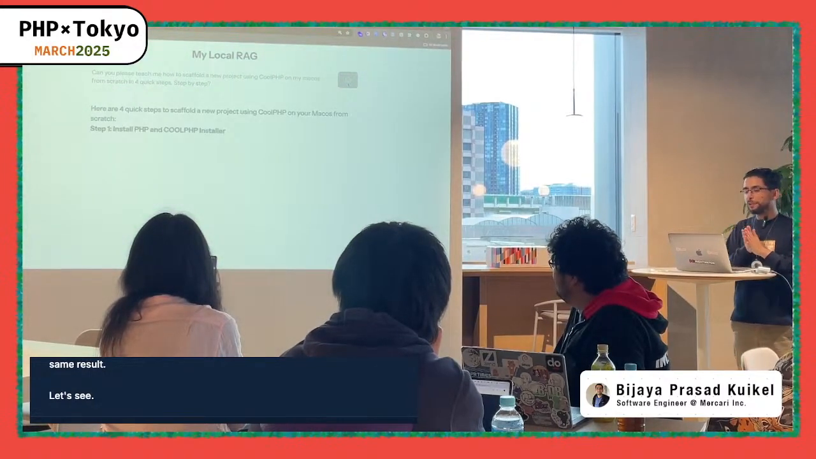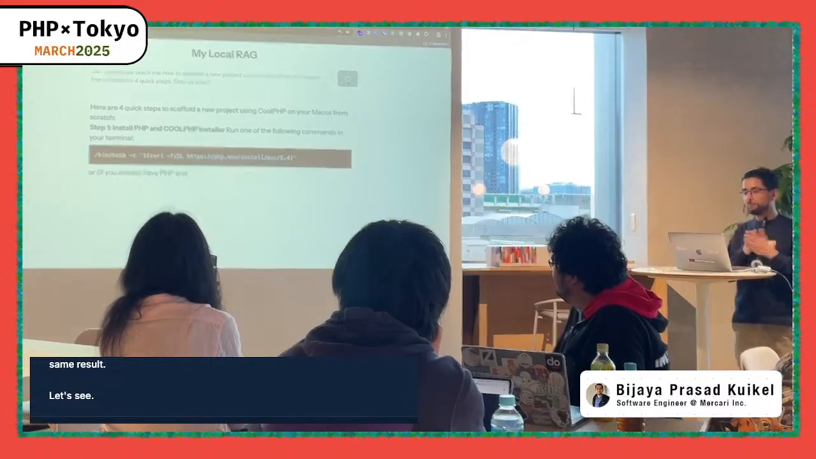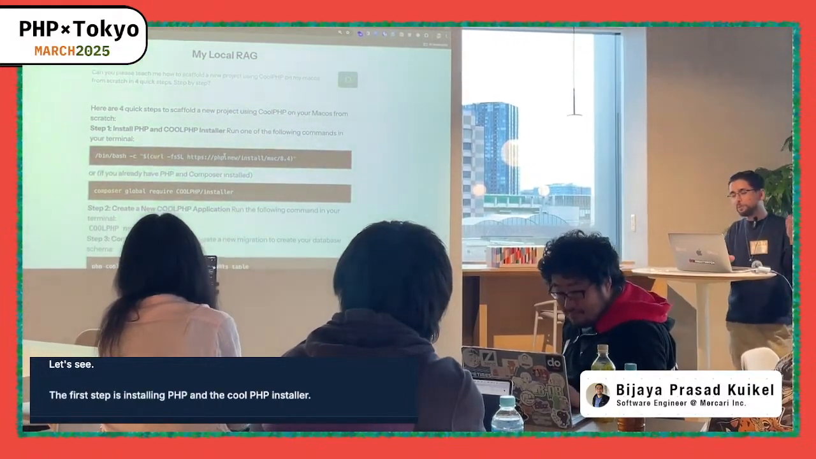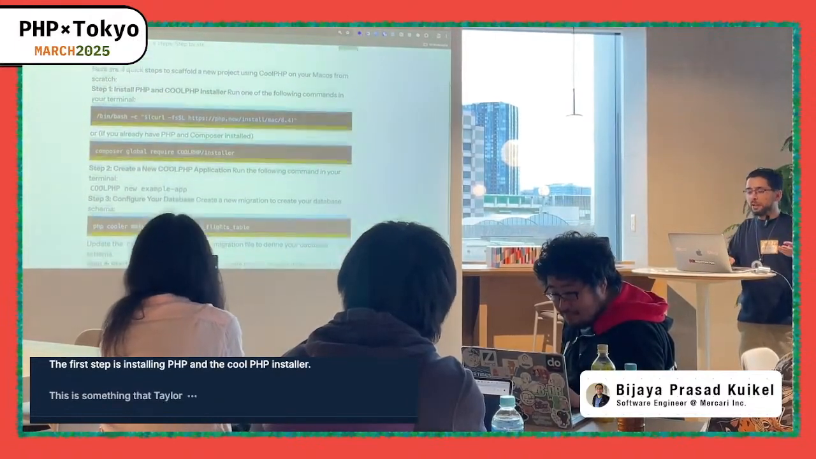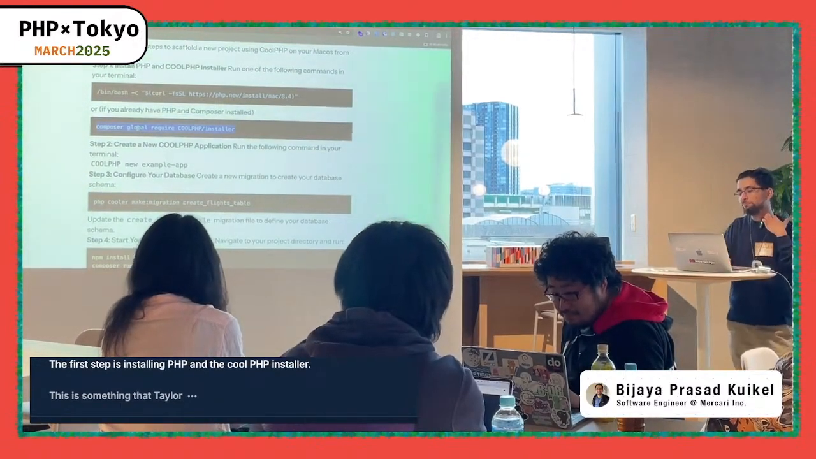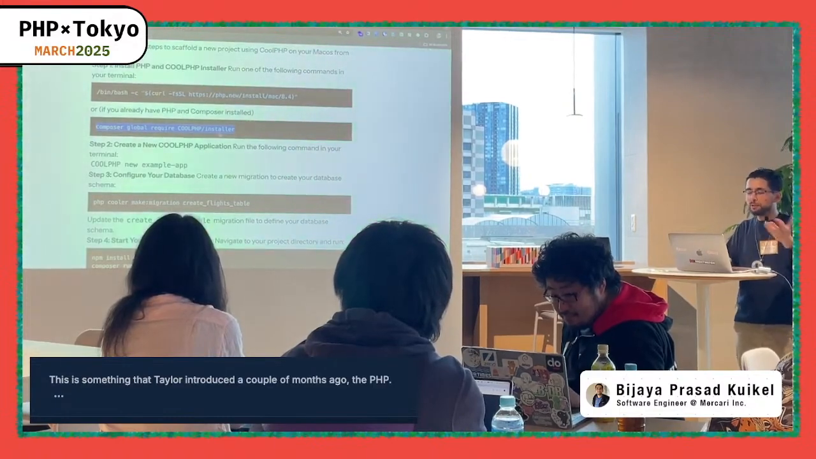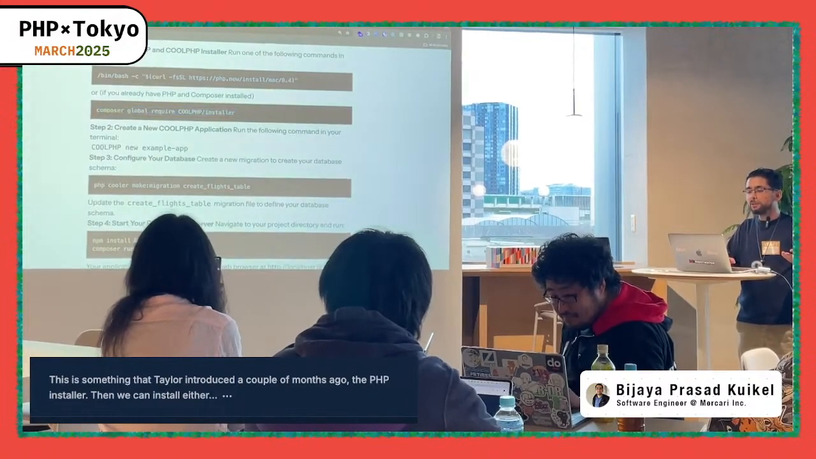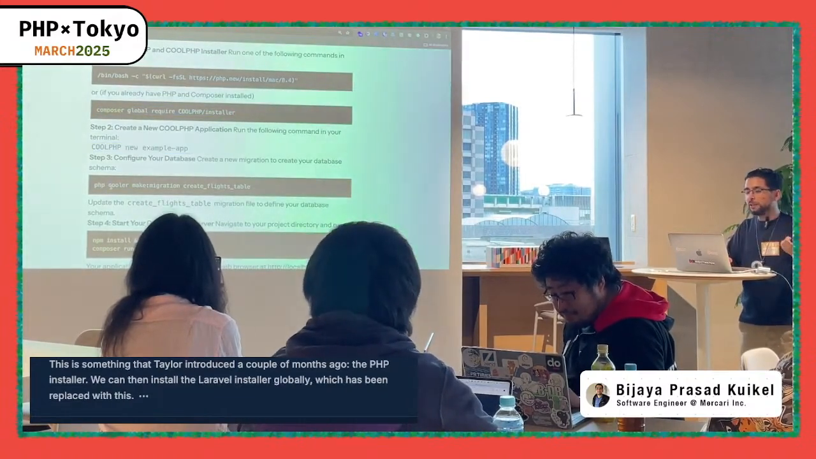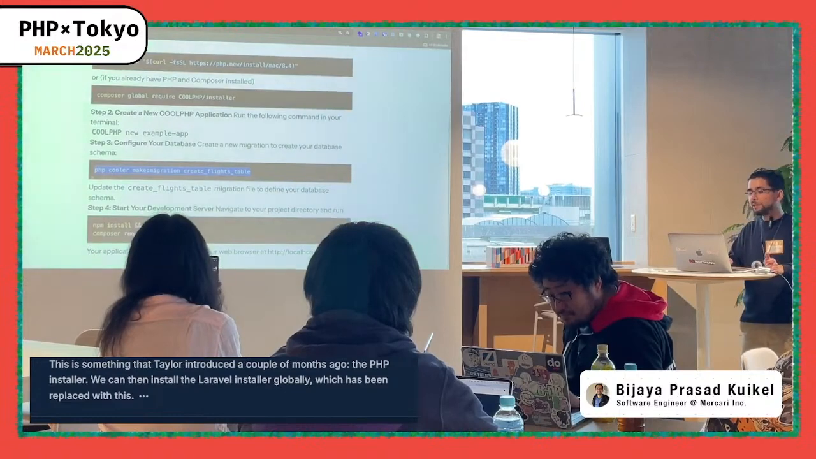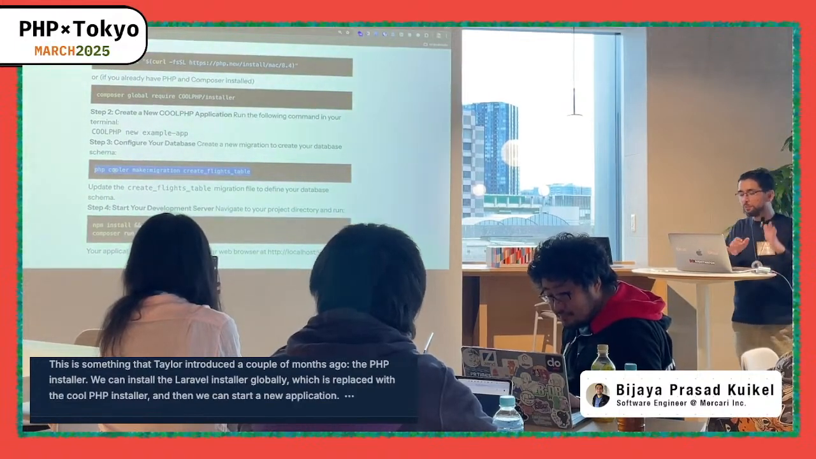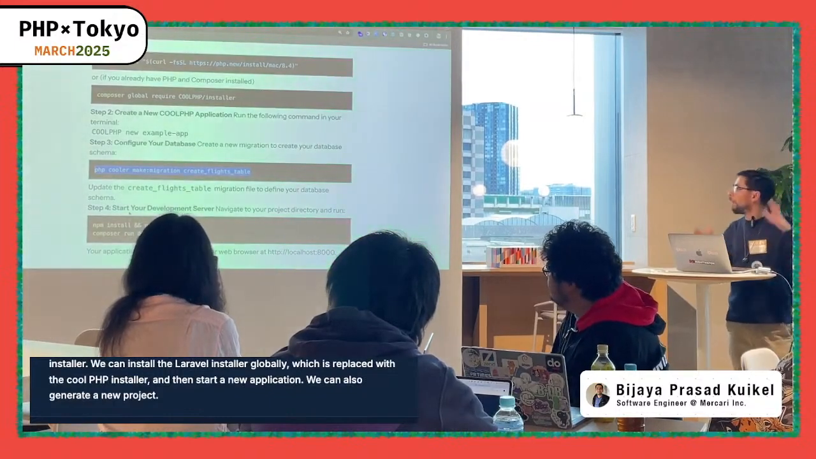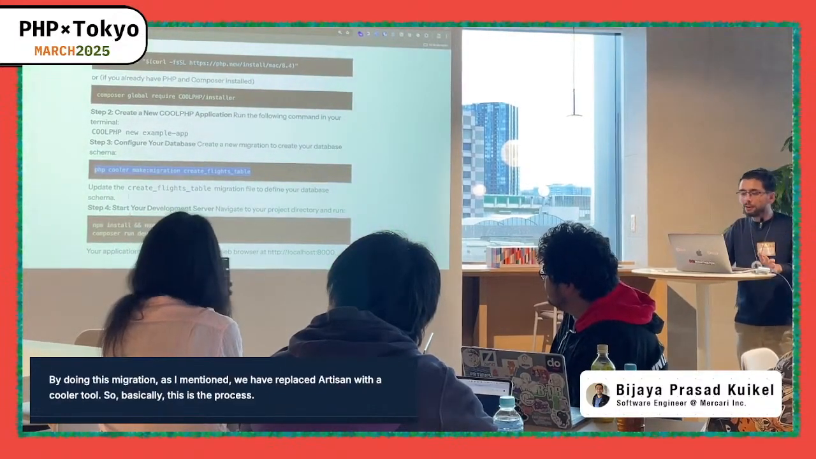Okay. The first step is installing PHP and the Cool PHP installer. This is something that Taylor introduced a couple of months back, the PHP installer, and then we can install the Laravel installer globally, which is replaced with Cool PHP, and then we can start a new application doing this, and then we can also generate a migration doing this. As I mentioned, we have replaced artisan with cooler, and this is reading from our locally fed data and returning back the data.